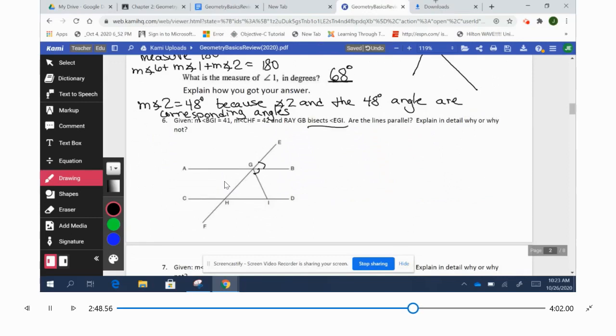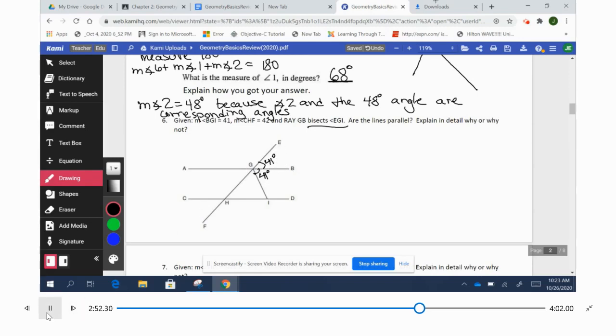Just throwing a few extra things in there. Okay, so this will be the last one on this video. When an angle is bisected, it creates 2 equal halves. It's not just intersect. Intersect just creates 2 parts. For bisect, it's specific to giving us 2 equal parts. So if BGI is 41, then angle BGE must measure 41.